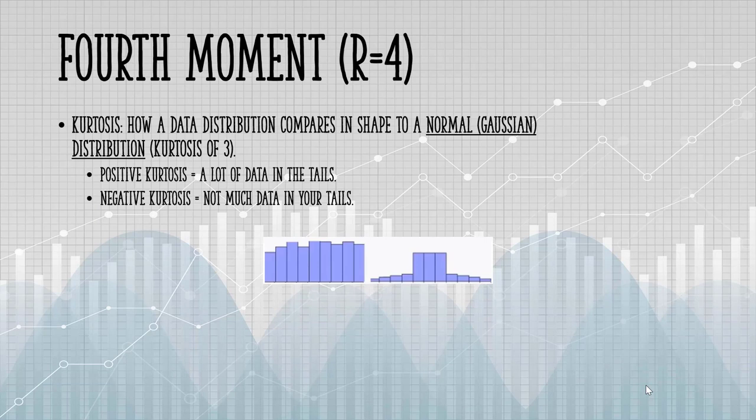The fourth moment is kurtosis. Kurtosis tells you how a data distribution compares in shape to a normal or Gaussian distribution. That distribution has a kurtosis of 3. In this image, the distribution on the left has positive kurtosis. Positive kurtosis means there's a lot of data in the tails, and the distribution on the right has negative kurtosis. Negative kurtosis means there's not much data in your tails. Again, that's compared to a normal distribution.